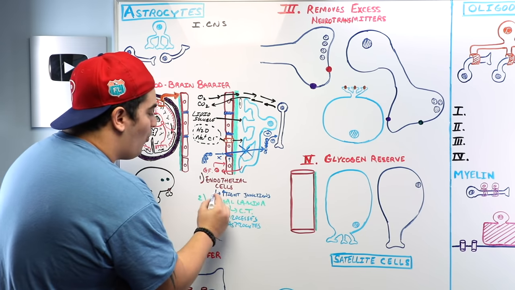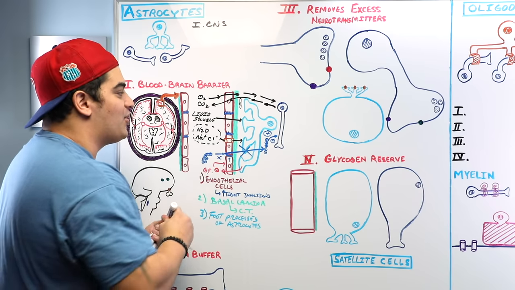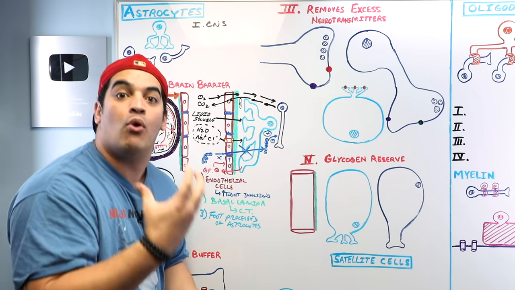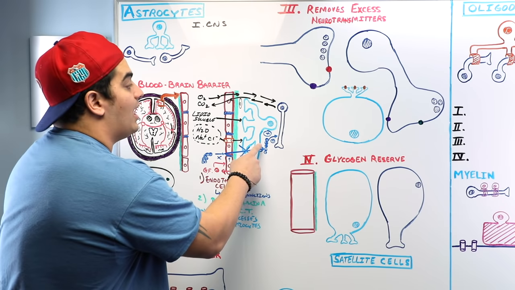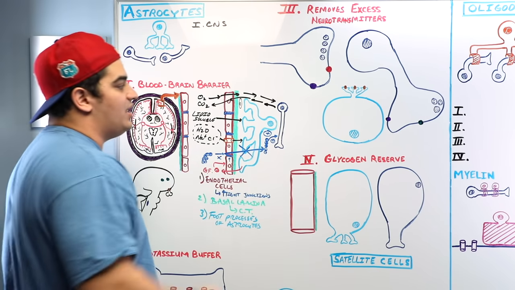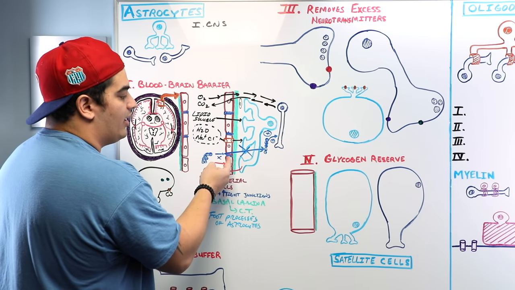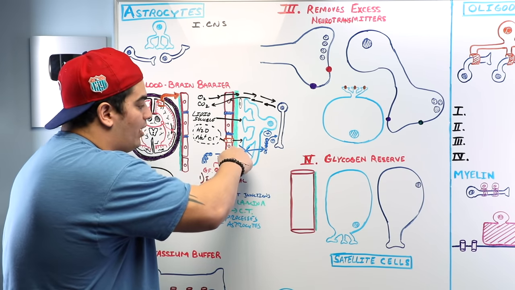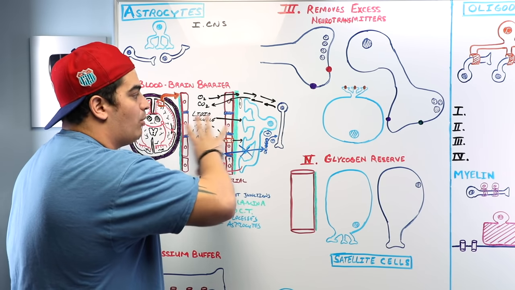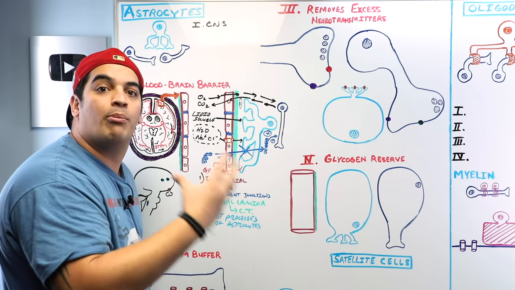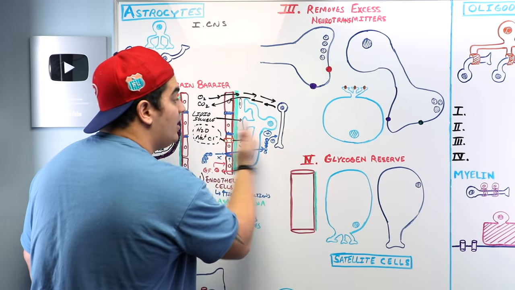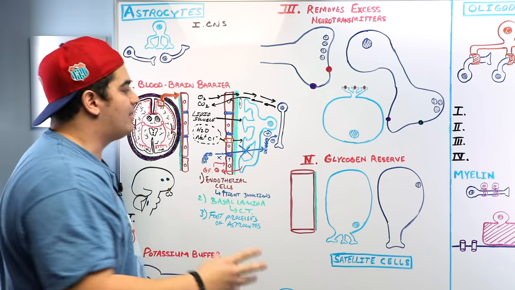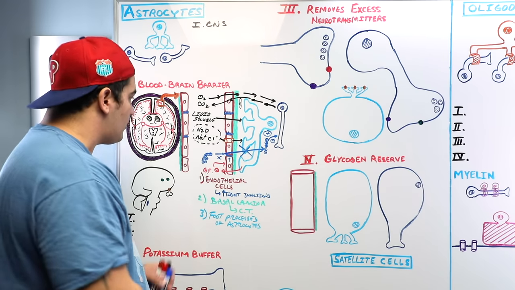If I make more and more tight junctions, what happens to the permeability across this blood-brain barrier? It becomes even more selective. So why is that important? If you damage these astrocytes, what happens to the tight junction production? It decreases. If the tight junction production decreases, what happens to this blood-brain barrier now? It becomes more permeable. Things can easily diffuse across it, and that becomes disastrous. That's why I want you to know that.